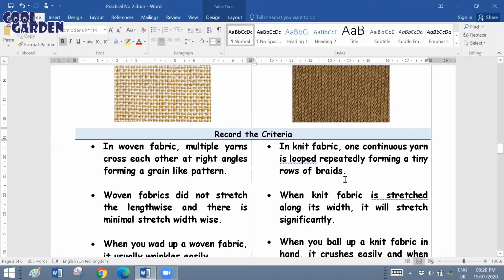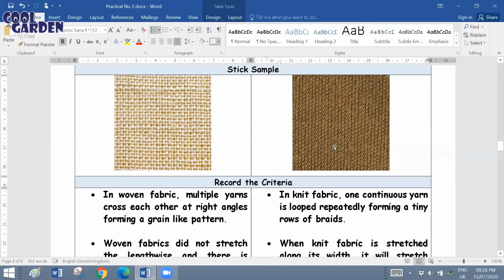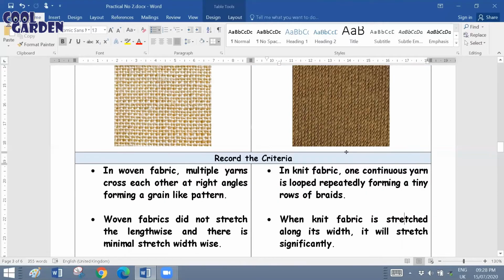what you have to write down is again 3 points. In knit fabric, there is one continuous yarn which is looped repeatedly, forming tiny rows of braids. So what you have to understand is it's just one single yarn that we are using. Loops have been formed, and repeatedly these loops have been formed. Now, when knitted fabric is stretched along its width, it will stretch significantly. So the second point, what you have to understand, is when you try stretching a knitted fabric, it basically stretches.